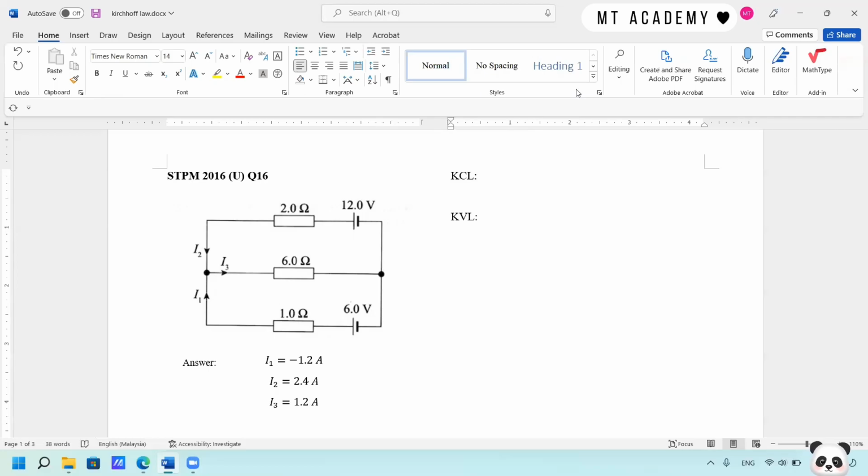So let's see the first question from STPM 2016. You are given this DC circuit and we're going to find the value of I1, I2, I3. We have 3 unknowns, so we'll need at least 3 equations to solve this question.